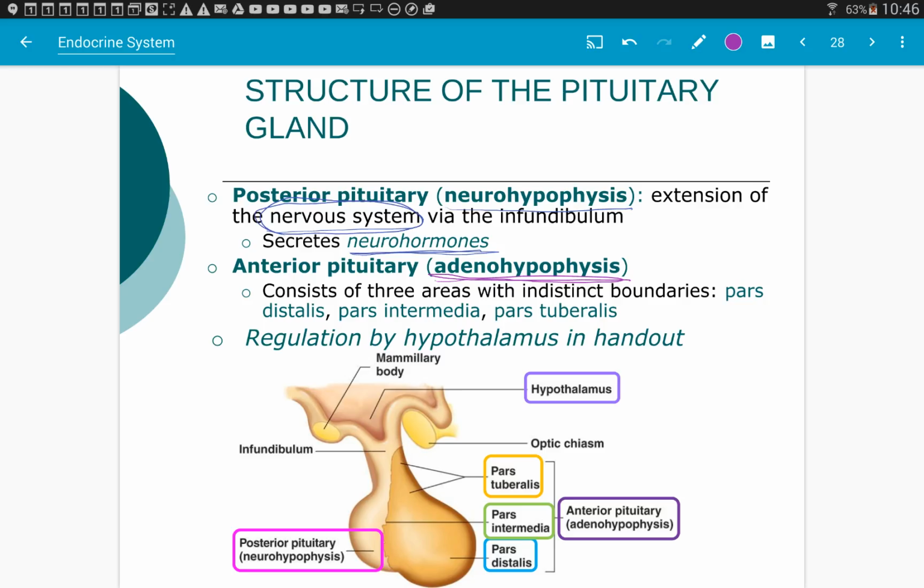Don't need to worry about it. It is regulated by the hypothalamus, as I mentioned, by releasing hormones instead of the nervous system.